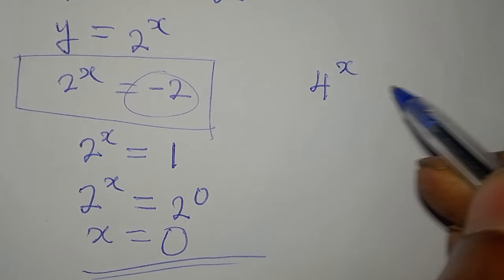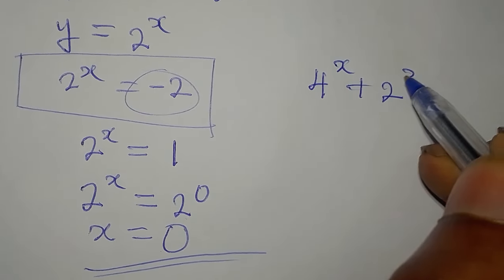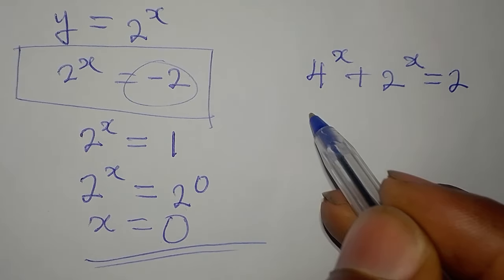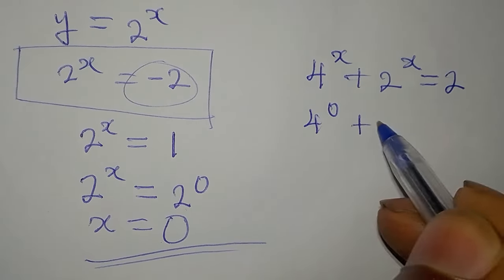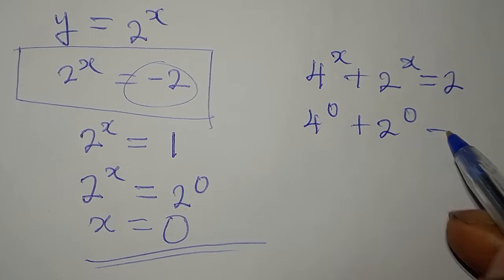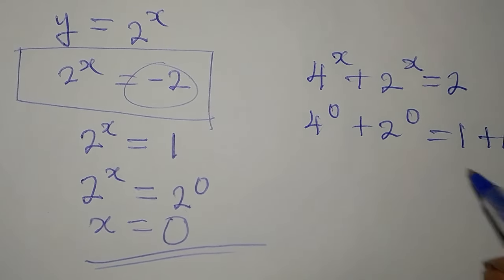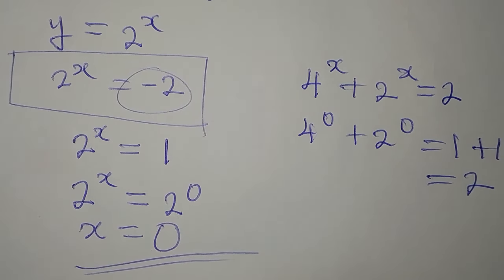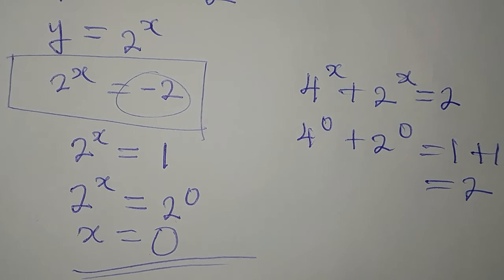4 to the power of x plus 2 to the power of x equals 2. So that if we put 0 now, it will be 4 to the power of 0 plus 2 to the power of 0. And that will be 1 plus 1, which is equal to 2. So the only real solution is x equals 0.